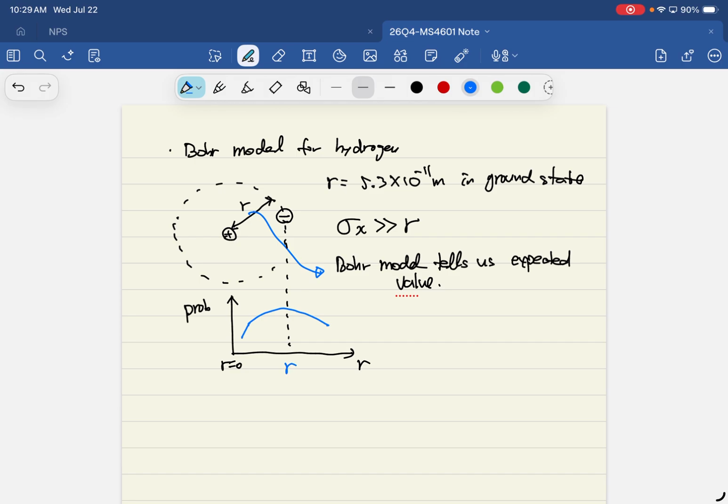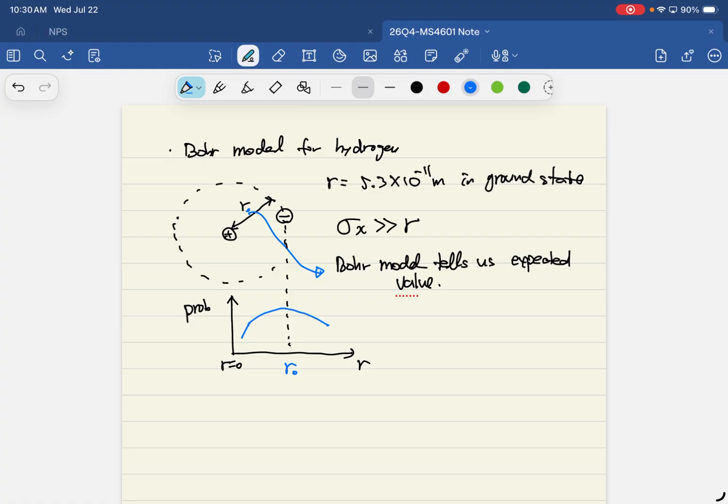Or R naught here. When we say R naught, that's the Bohr radius. So this Bohr model was still a pretty good guess, because he thought that the electron would be orbiting at a fixed radius, but later on it was corrected such that the electron does not really orbit with a given radius. The electron can be found anywhere, but it turns out that the average value is this R naught, the Bohr radius. So this is where we introduce the electron cloud.